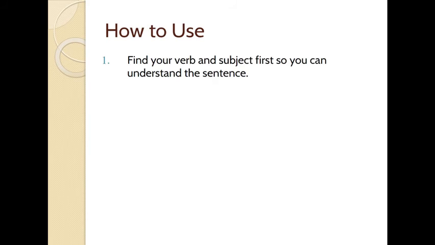So how do we use these? First, we're going to find our verb and our subject so we can understand the sentence. It's also important because, as you recall from adjectives and adverbs in the notes, we have to actually look for nouns and pronouns, verbs, and adjectives and those other things to understand the sentence, and therefore we know what it's going to be once we find those things. We're going to find every and any describing word in the sentence, just any of them.